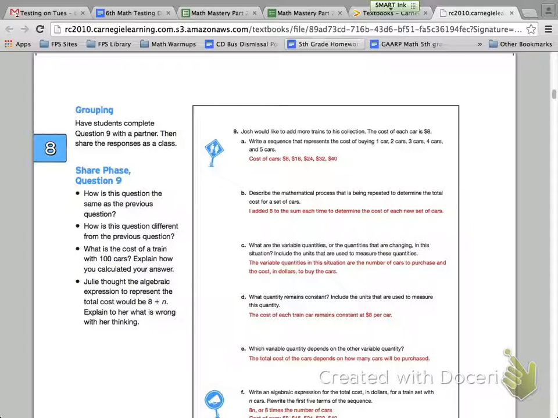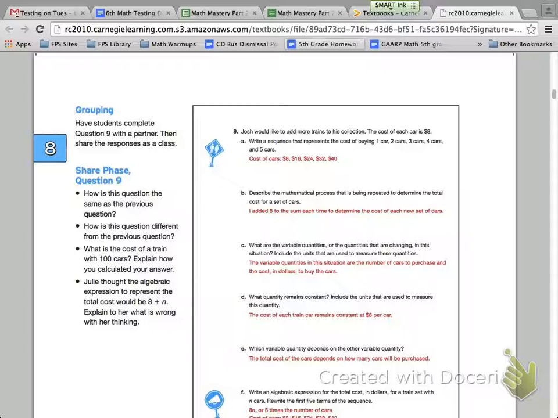It says, for letter B, describe the mathematical process that is being repeated to determine the total cost for each set of cars. So you added 8 to the sum each time to determine the cost of each new set of cars. Or another way to say that would be you multiplied the number of cars by 8 to get the product, which would be the cost of each new set of cars.